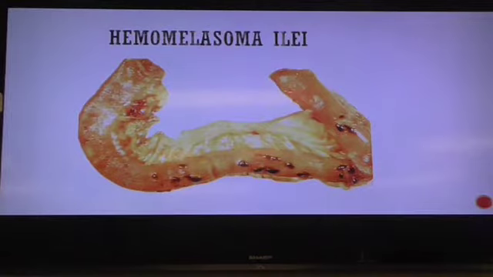Here we have the ileum. These nodules here are from the migrating Strongylus, and they're going to cause raised submucosal lesions along the ileum from when they burrow into the intestine.